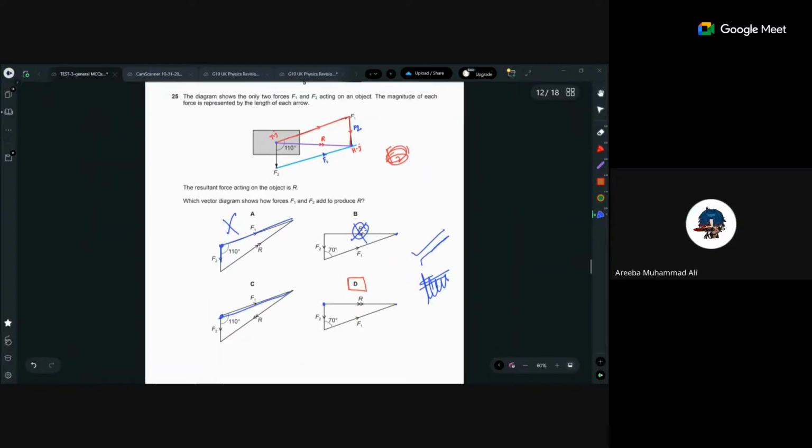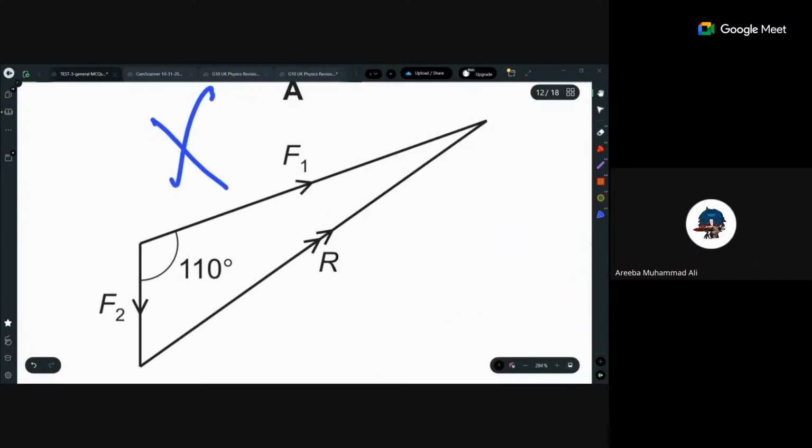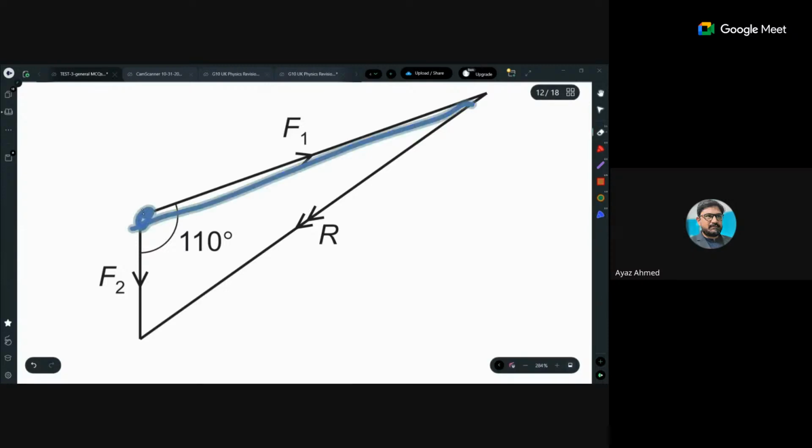But then how come it's not A and it's not C? When you are going to find the resultant vector, the vectors should be connected by head to tail, tip to tail. Are they connected by tip to tail, F1 and F2? Open your eyes and look, son, look at this. They are connected by tail to tail.